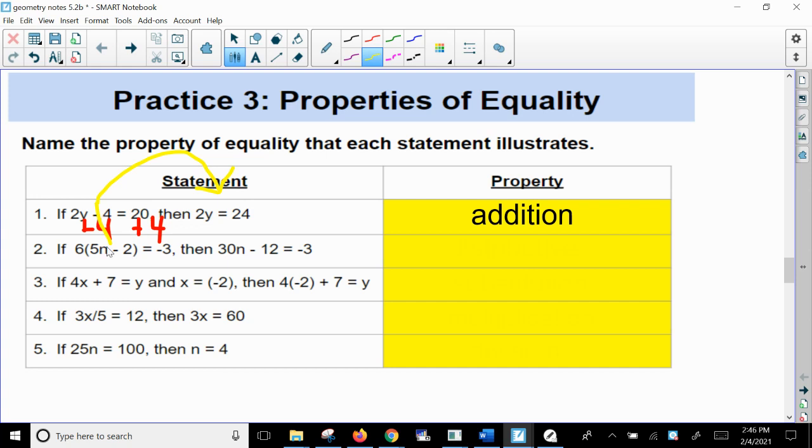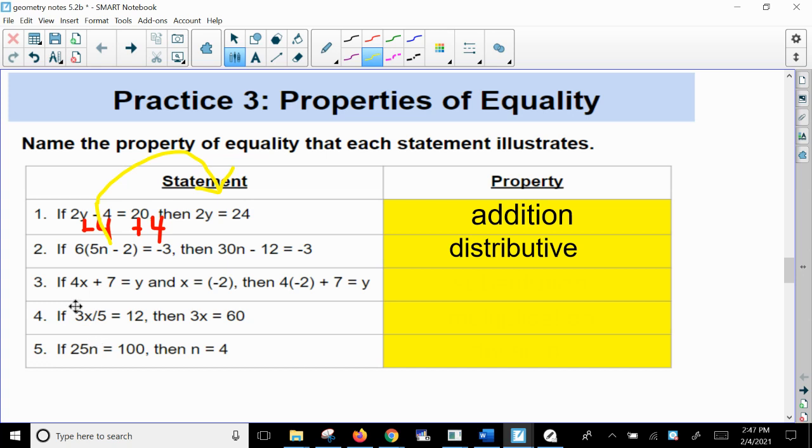Number 2, if 6 times parentheses 5n minus 2 equals negative 3, then 30n minus 12 equals negative 3. Distributive property, not to be confused with multiplication. If it was multiplication, then the negative 3 would have also been multiplied by 6. Multiplication is when you multiply both sides of the problem by the same number. But the negative 3 did not change. Only the left side changed because we had to get rid of parentheses.